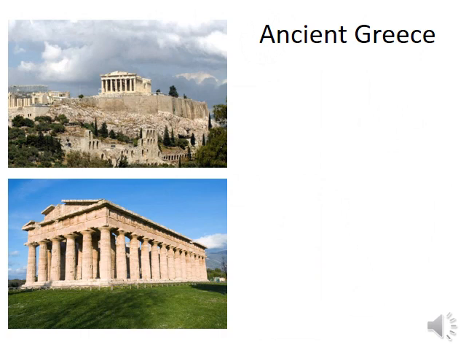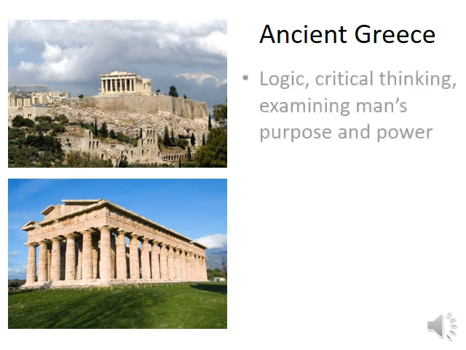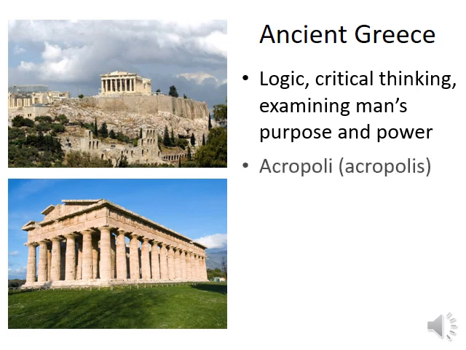The next civilization I'm very excited to share with you is ancient Greece. Now, the ancient Greek culture was organized very differently than the ancient Egyptian culture. The ancient Greek daily life was centered around logic and critical thinking, examining man's purpose and power while here on Earth. At each major city's center in ancient Greece, you would find the Acropolis, or the plural Acropoli.